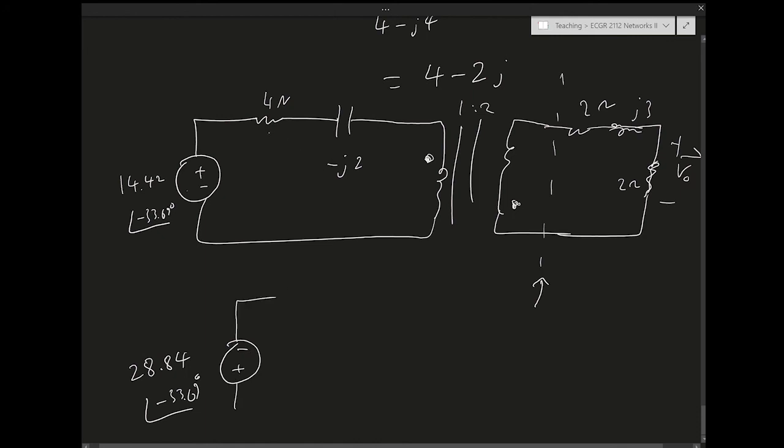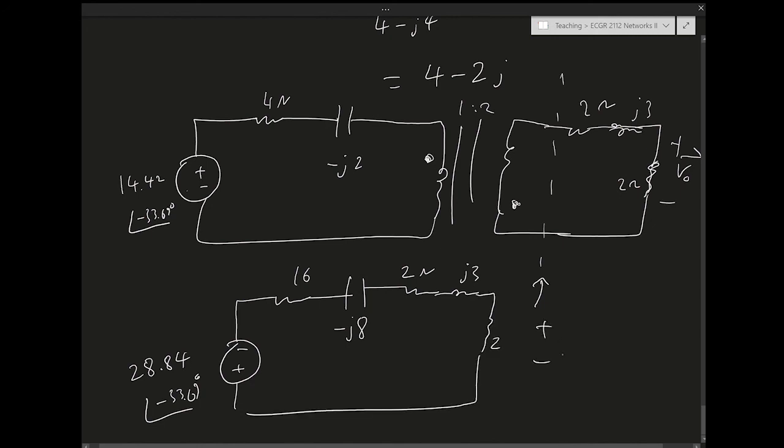Now I'm going to reflect the primary impedance into the secondary. And we said when we do that, we multiply by n squared, which in this case is 4, right? 2 squared is 4. So it's going to be 4 times 4 is going to be 16. And this is going to be 4 times 2, 8. And then I have the secondary side impedances, 2, J3, 2, and this is VO.